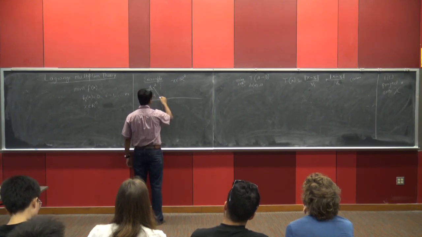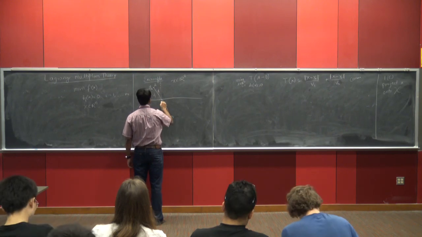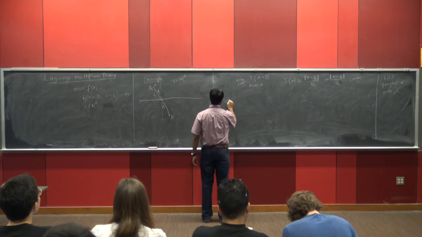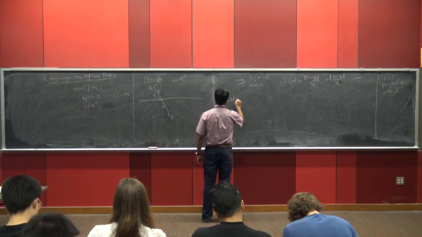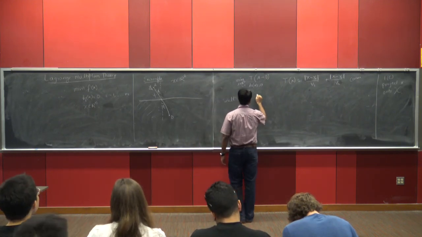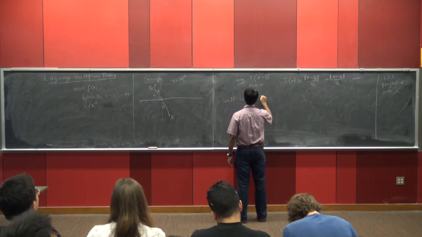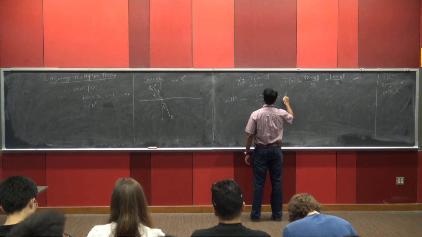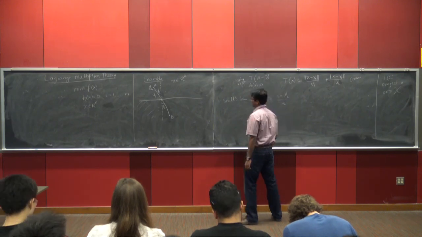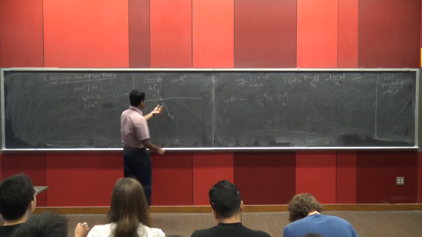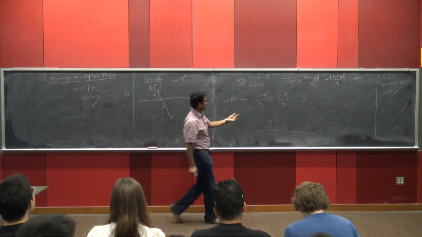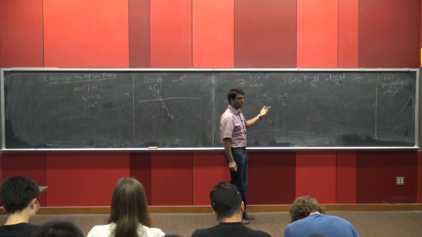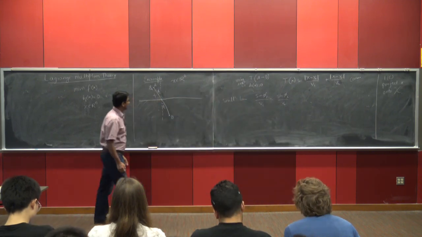So this is the normal to the surface. This is your phi 1 and this is your phi 2. And Snell's law is sine of phi 1 over v 1 equals sine of phi 2 over v 2. So these angles have to be such that the ratio of the sines of the angles is equal to the ratio of the velocities in these two media.